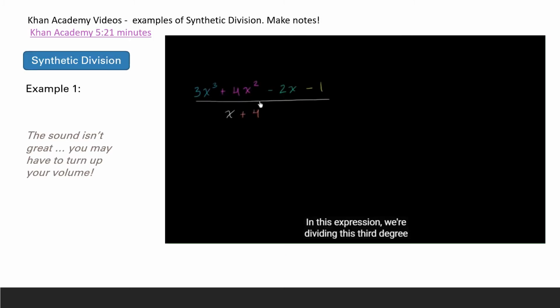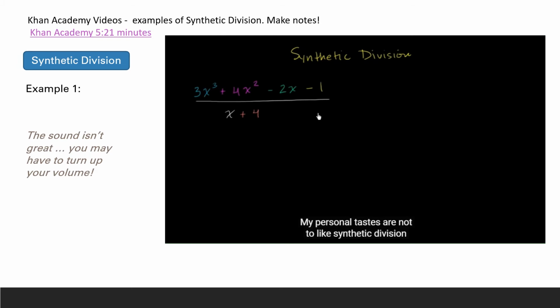In this expression, we're dividing this third-degree polynomial by this first-degree polynomial. And we could simplify this by using traditional algebraic long division. What we're going to cover in this video is a slightly different technique, and we call it synthetic division. And synthetic division is going to seem like a little bit of voodoo in the context of this video. And in the next few videos, we're going to think about why it actually makes sense, why you actually get the same result as traditional algebraic long division.